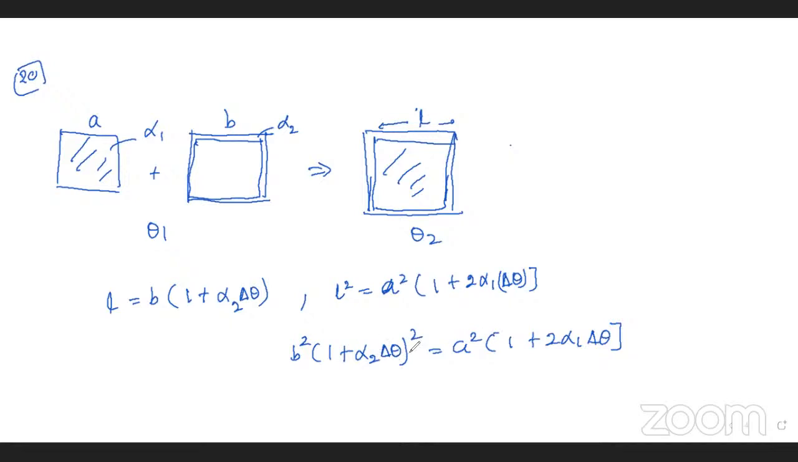Now when you square this, you can neglect higher orders. So you can write B square times 1 plus 2 alpha 2 delta theta, plus alpha 2 square delta theta square. The alpha 2 square term is much smaller, so you can consider this as 0.